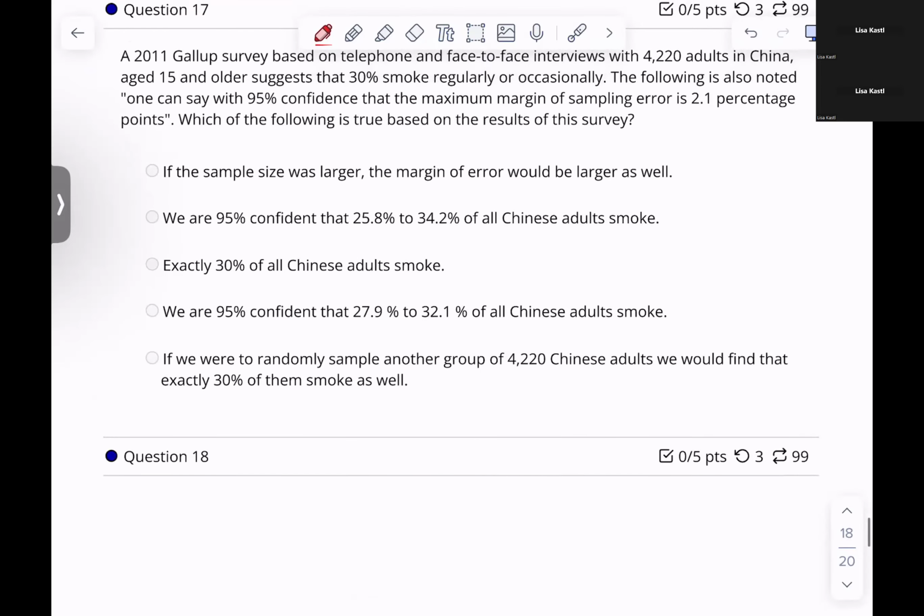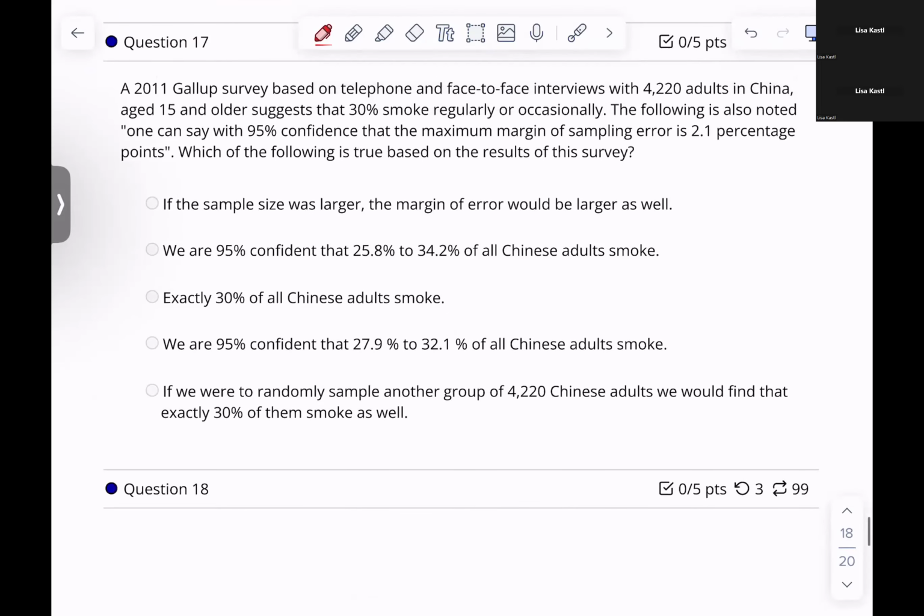We are 95% confident that 25.8% to 34.2% of all Chinese adults smoke. Exactly 30%, no. We are 95% confident that 27.9 to 32.1% of Chinese adults smoke. If we were to randomly sample another group of 4,220 Chinese adults, we would find exactly, nope.